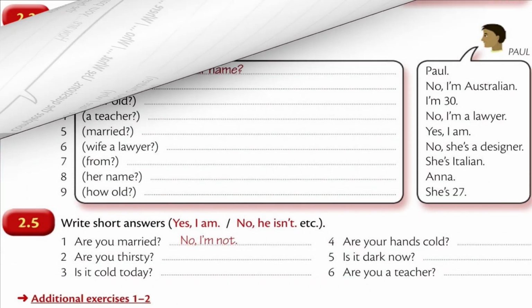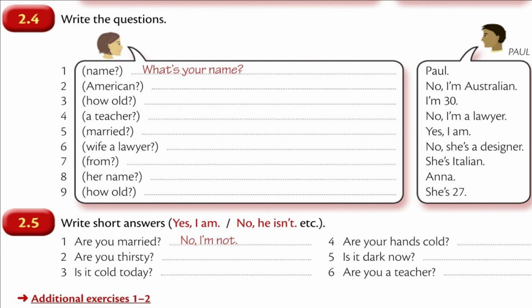Now, exercise number 2.4. Write the questions. Number 1. What's your name? Paul. Number 2. Are you American? No, I am Australian. Number 3. How old are you? I am 30. Number 4. Are you a teacher? No, I am a lawyer. Number 5. Are you married?